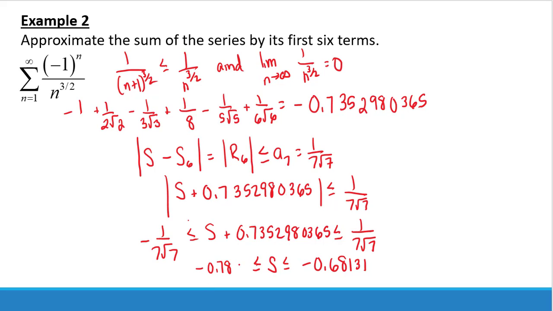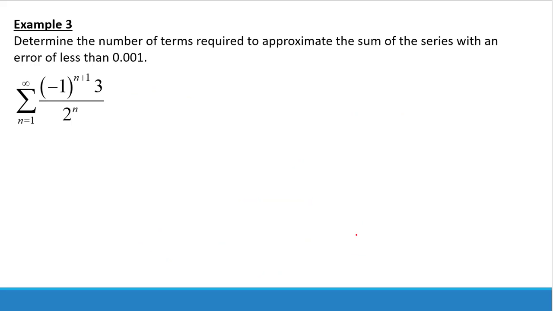Okay, so the actual sum is going to be somewhere in between these two numbers. If you think about it, the more and more terms you add, the closer to the sum you're going to get. Okay. All right, the next example. Determine the number of terms required to approximate the sum of the series with an error less than 0.001.